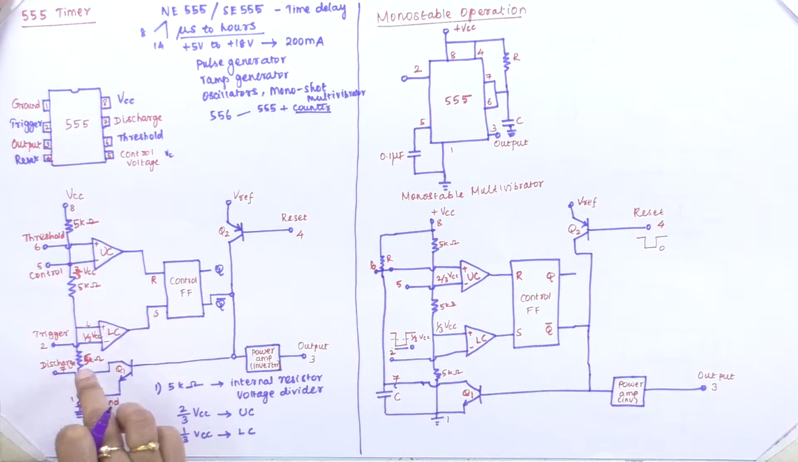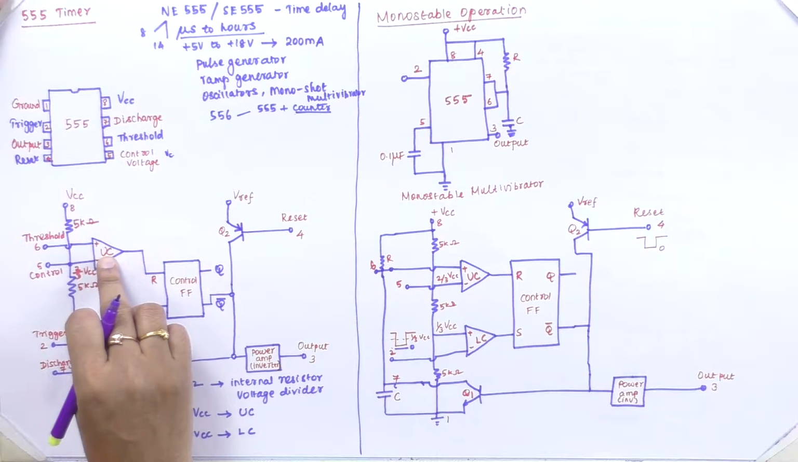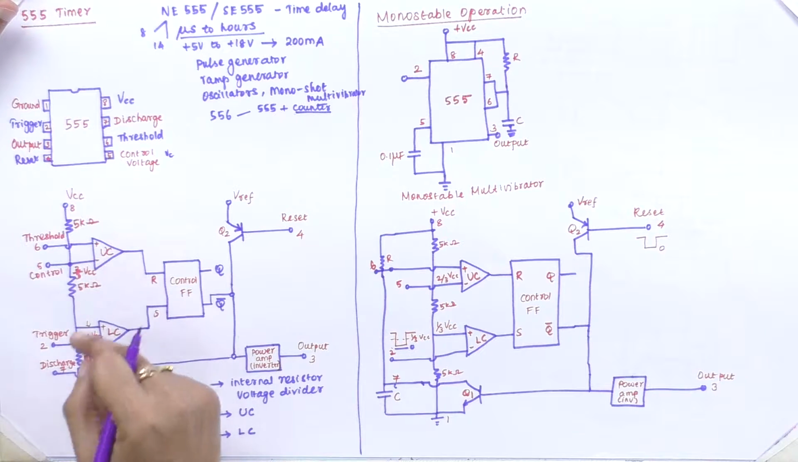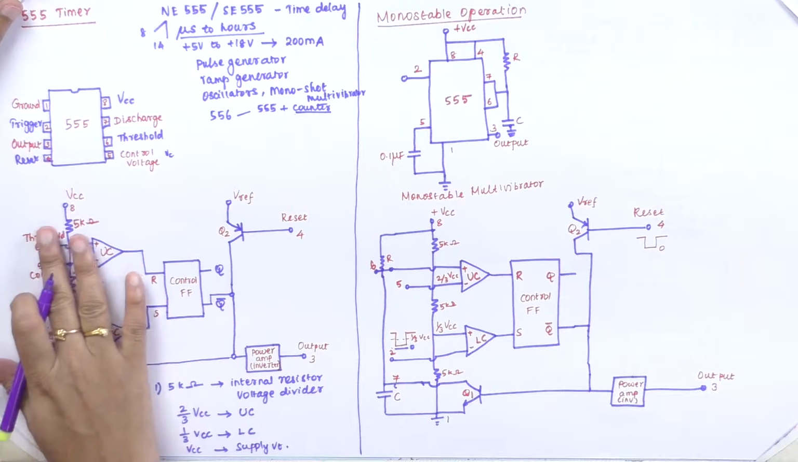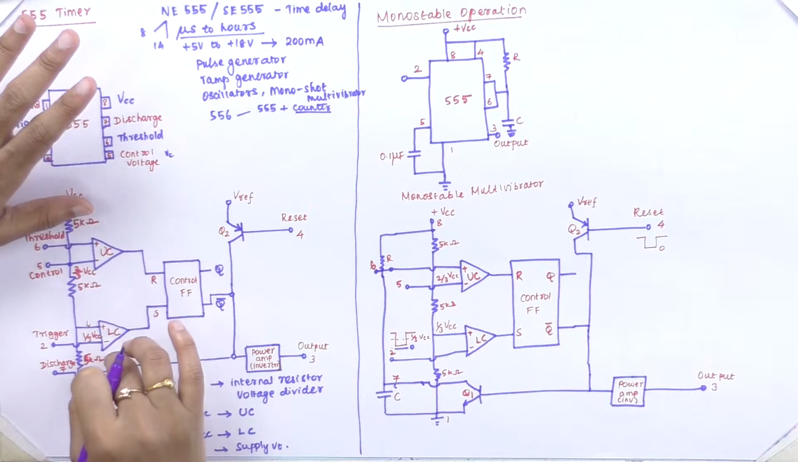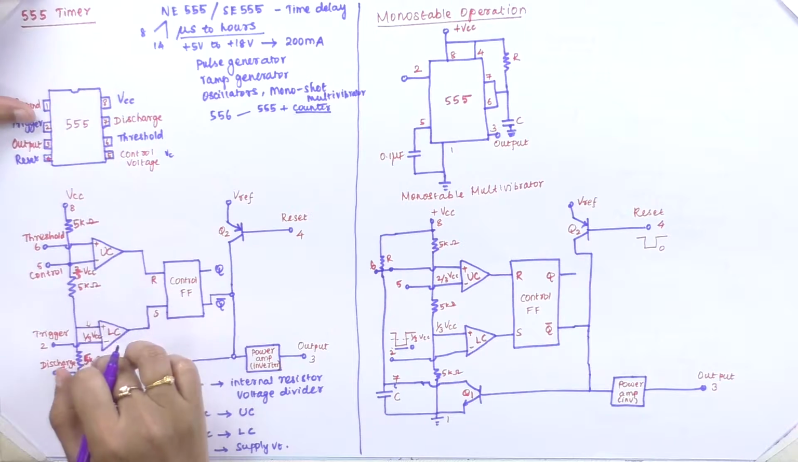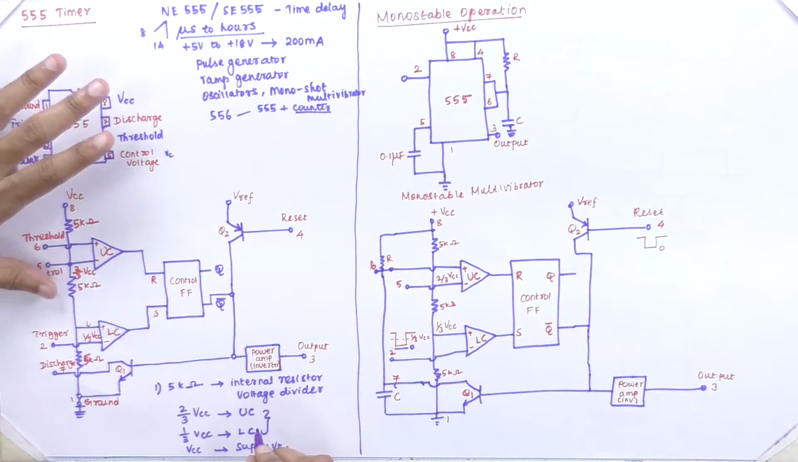We have three 5 kilo ohm resistors that act as the voltage divider, and it is connected so that 2/3 VCC goes to the upper comparator, 1/3 VCC goes to the lower comparator, and VCC is the supply voltage. Okay, so this is what we have given to the upper and lower comparator. Based on these two voltages, it fixes the necessary comparator threshold voltage.